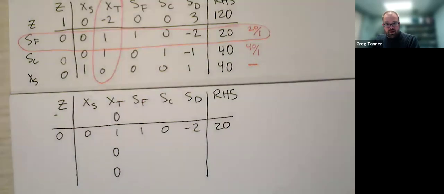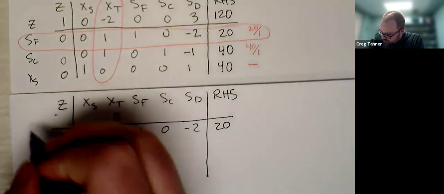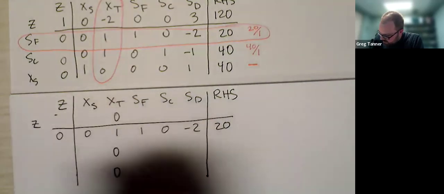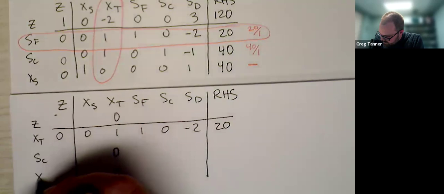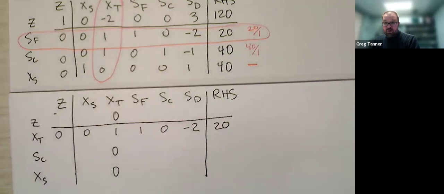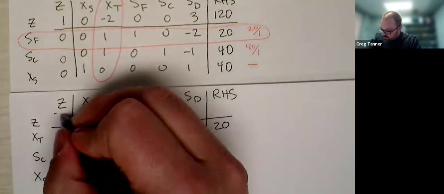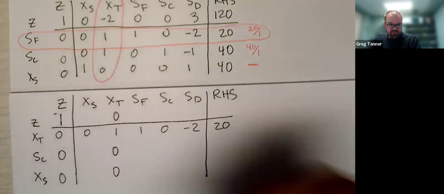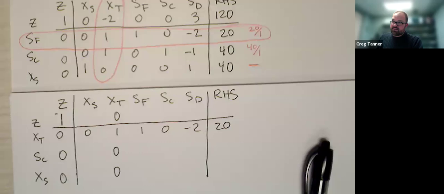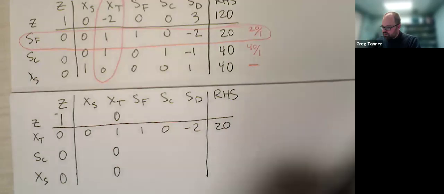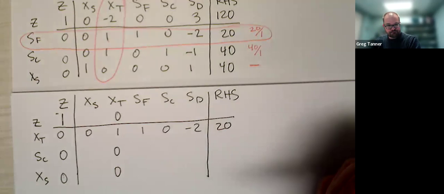I also know that my other basic variables, which let me write that basis along the side here, 0, x_t, s_c, and x_s. Those other basic variables are going to have the other standard basis vectors beneath them. And so my Z column actually never changes throughout this whole process. The Z column never changes. If you wanted to omit that Z column, you could, but it's really there to remind us that we've introduced this Z variable. It will always stay 1, 0, 0, 0.